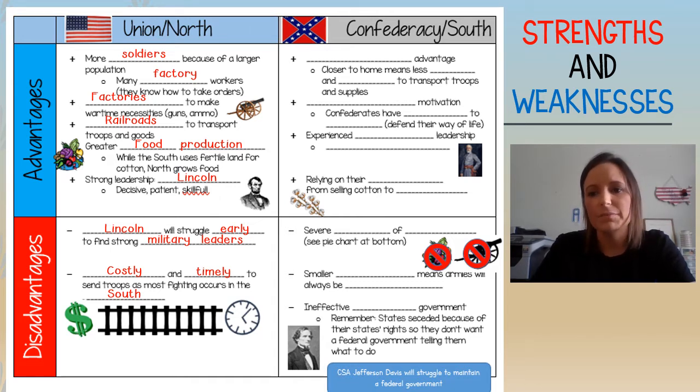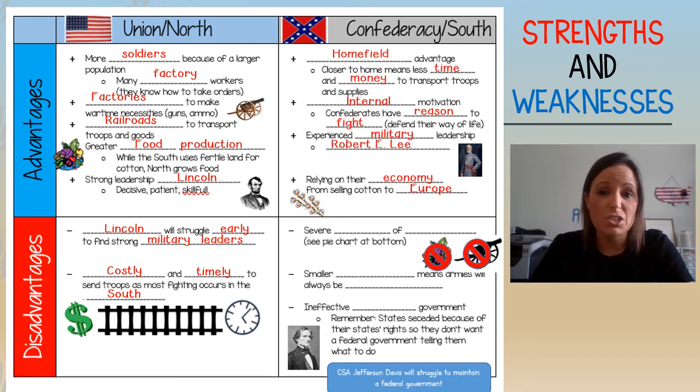Now let's take a look at the Confederacy. Probably one of the most obvious advantages for the Confederacy is their home field advantage. Being closer to home means less time and money spent to transport troops. The Confederate Army knows the land and has many allies still at home on their farms. But remember, not every Southerner supported the Confederacy, especially those in border states.